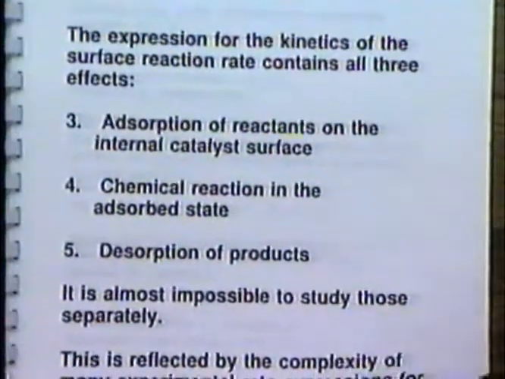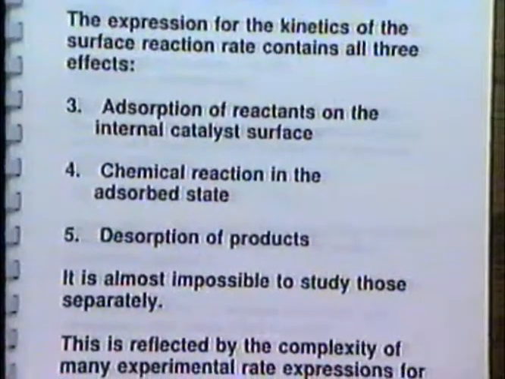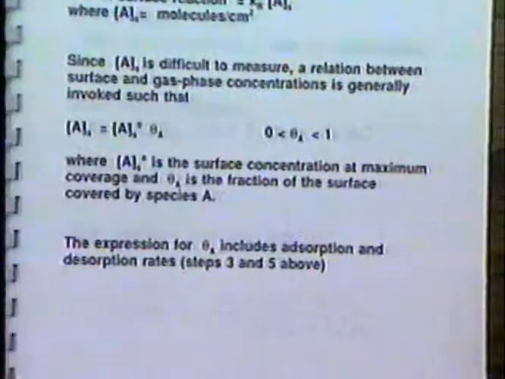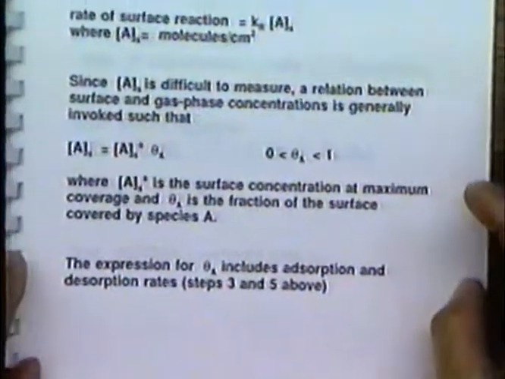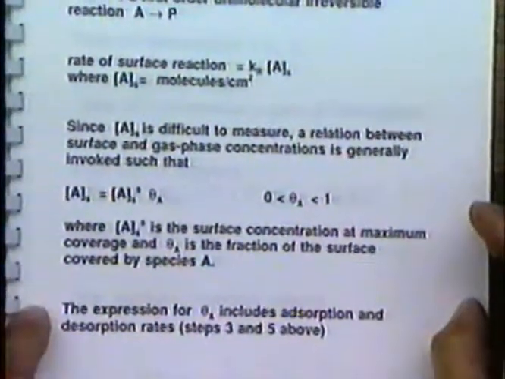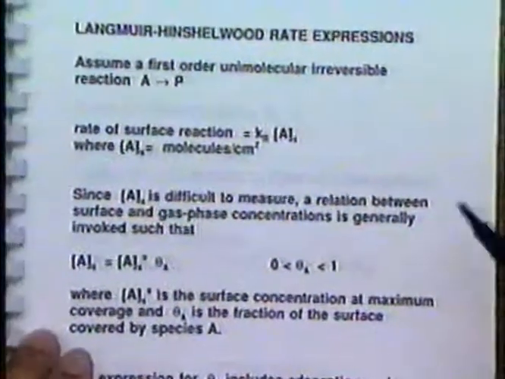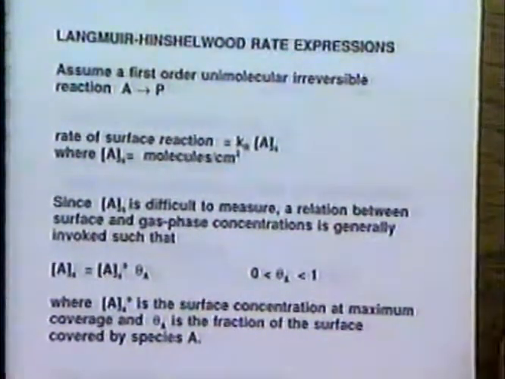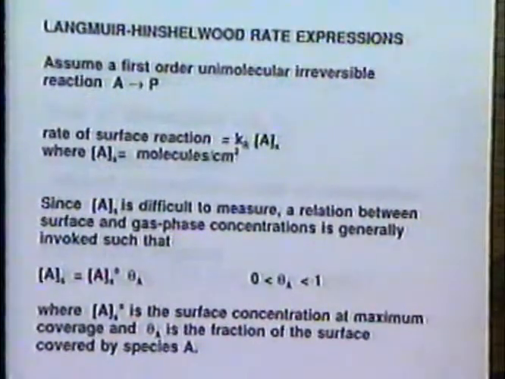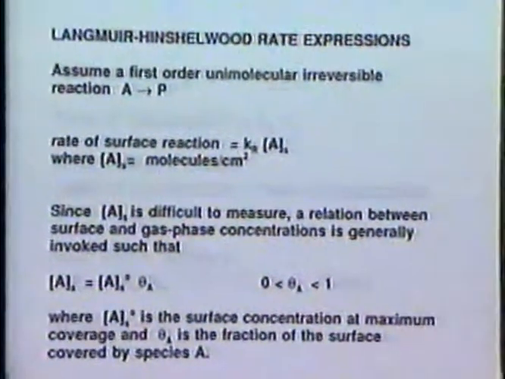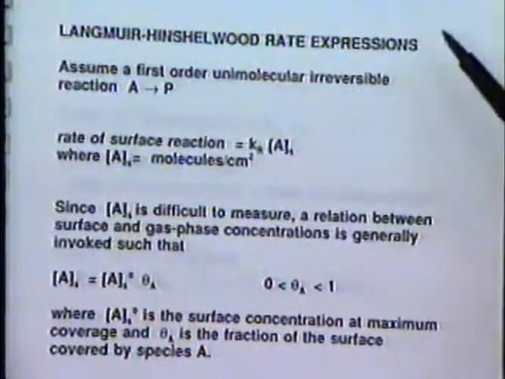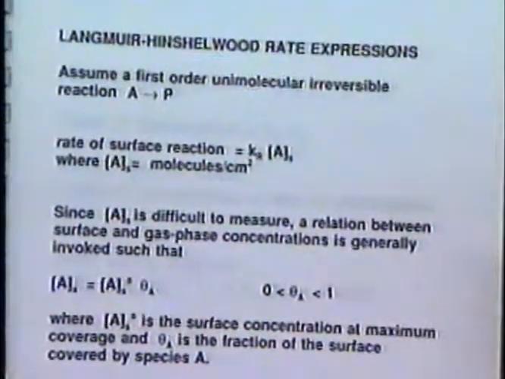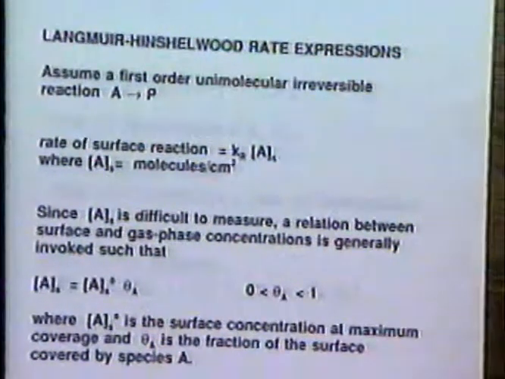And that's why expressions for heterogeneous chemical reactions are usually quite complex. We will try to find an expression for a chemical reaction on a surface following the treatment proposed 70 or 80 years ago by Langmuir and then popularized by Hinshelwood in the late 20s.